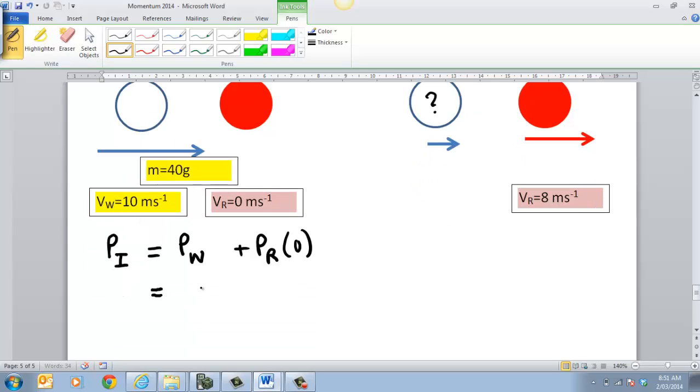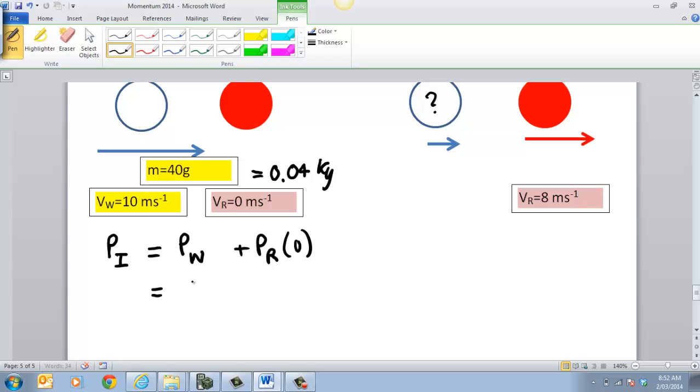So that's simply going to be mass. Actually, I don't need to write that in. We know what momentum is. So what's the mass of the white ball? Well, it's 40 grams. Now 40 grams, we have to divide that by 1,000 to get that to kilograms. So that's going to be 0.04 kilograms.